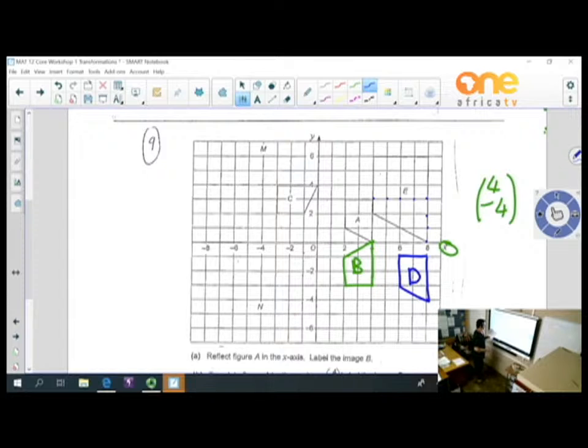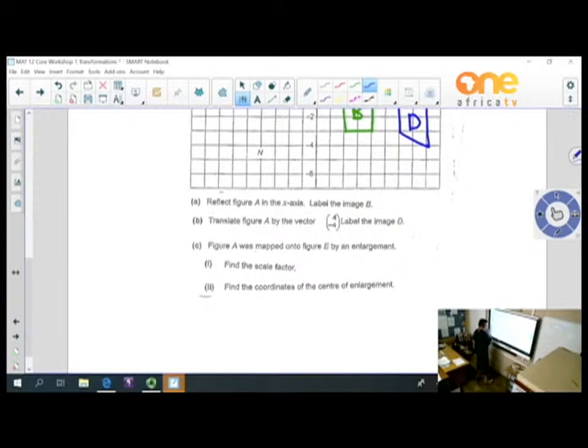The next one, figure A was mapped onto E by an enlargement. So here we can clearly see the enlargement. Find the scale factor. Here I've got 6 blocks. Here you've got 3 blocks. So the scale factor is 2.